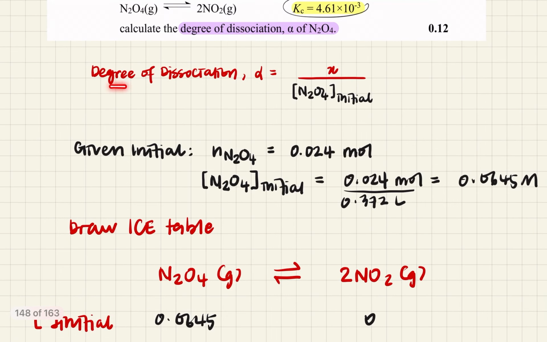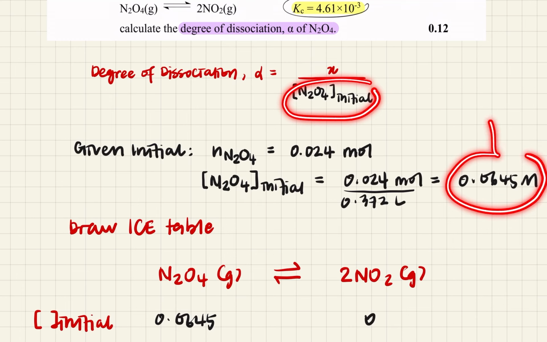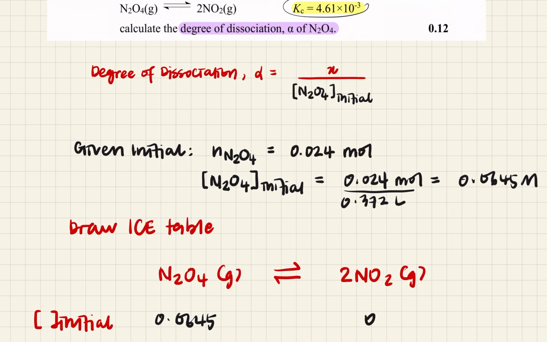Neglect the negative value, and once you have found your x, you can put that in this expression to find the degree of dissociation of N2O4. So this will be your x from earlier, and this one will be this one here. Just put it in and you will get 0.12. Okay?